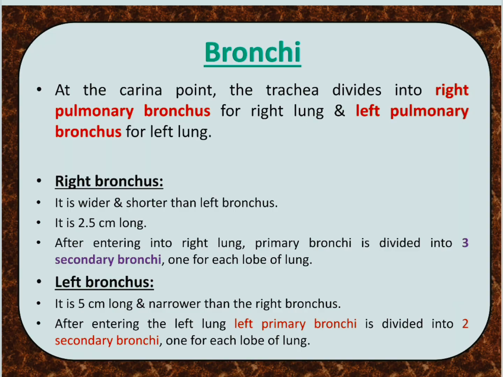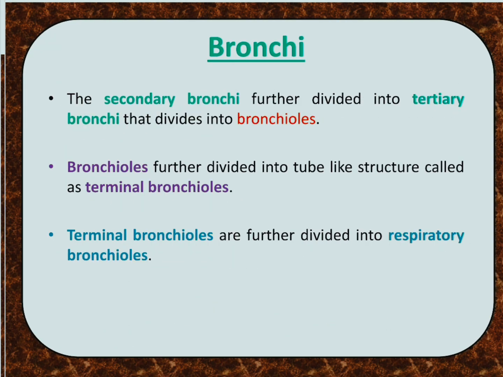Next, the left bronchus is 5 centimeter long. It is narrower than the right bronchus. After entering the lung, the left primary bronchus divides into two secondary bronchi, one for each lobe of the lung. Next, the secondary bronchi are further divided into tertiary bronchi.